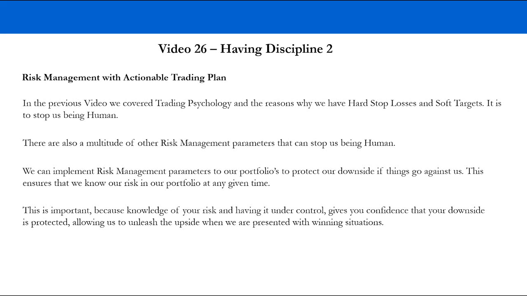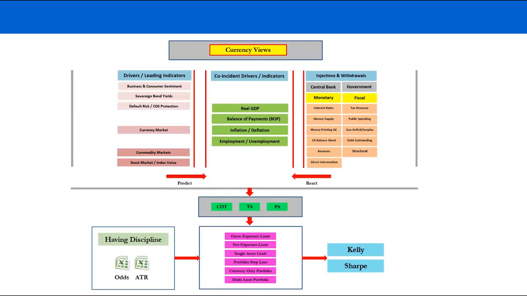So the parameters that we're going to be looking at here, that we're going to apply to our portfolio in order to monitor risk, keep risk under control, and keep downside protected, is the list of parameters that we've had in the overall process since you've been analyzing the overall process right through the video series.